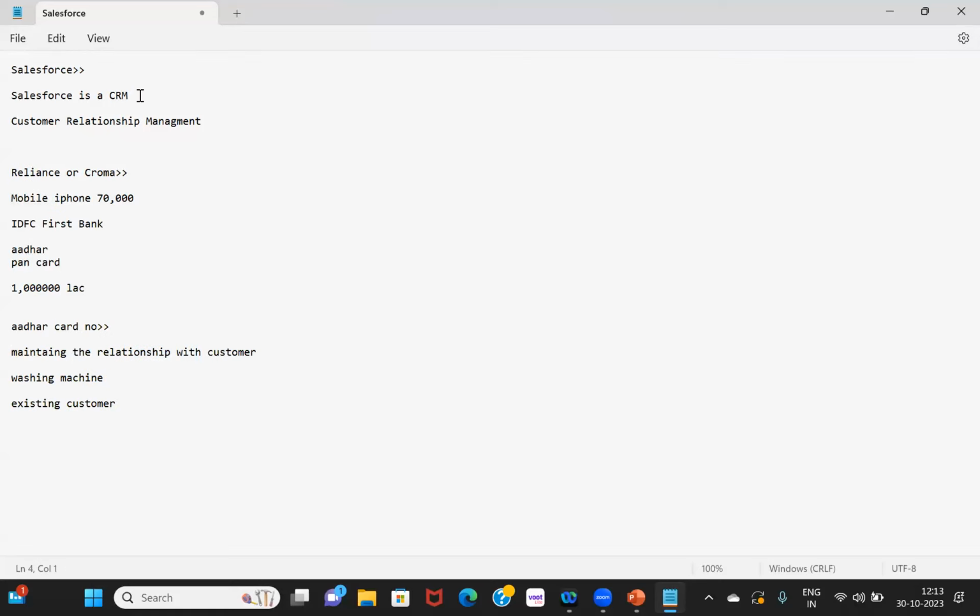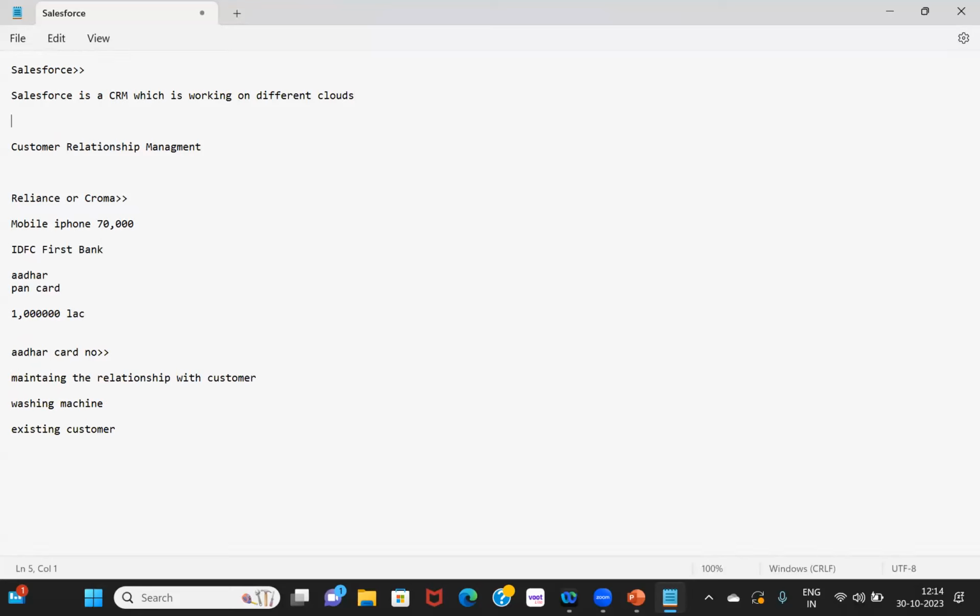So what we say here, Salesforce is a CRM, that is customer relationship management, which is working on different clouds. So Salesforce is nothing but a CRM that is working on different clouds. The clouds in Salesforce make it different from other CRMs. Salesforce has different clouds like Sales Cloud. We'll discuss all these in detail in the upcoming session. We have Service Cloud, Marketing Cloud, and small clouds like Health Cloud, and Experience Cloud, earlier called Community Cloud.